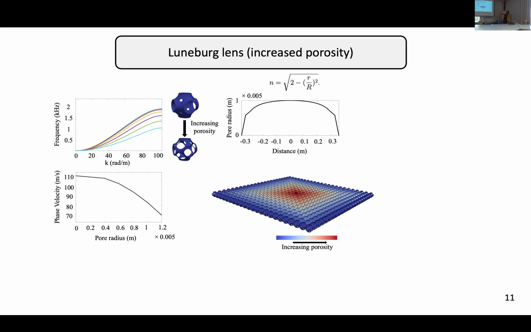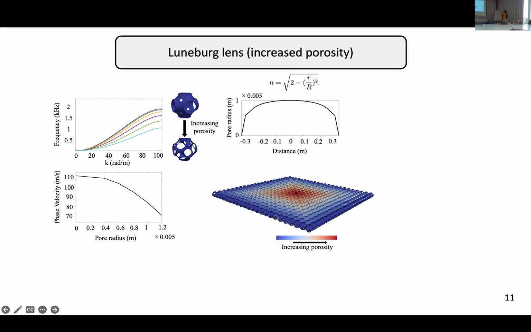So knowing how the refractive index profile has to change with distance from the center on one hand, and knowing the variation of the phase velocity, the variations of the wave velocity as a function of the porosity on the other hand, we can design our lens. Here I show you how the phase velocity changes as the porosity changes. So we know these two, and then we can design our lens. So we know how much, with the distance from the radius, the pore radius should change. And that's what I plotted here.